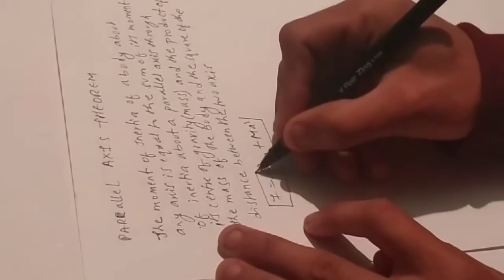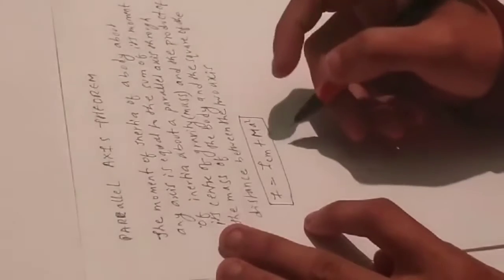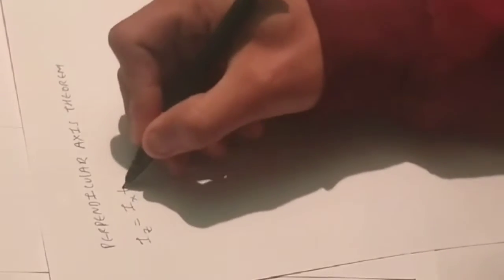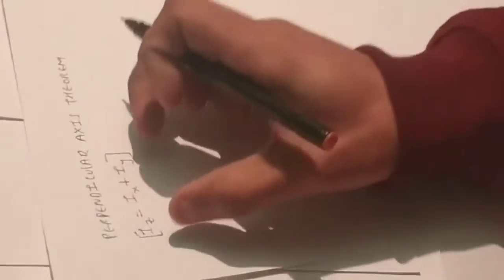So we will discuss it in the later numericals. So let us prove the perpendicular axis theorem. The formula of the perpendicular axis theorem is Iz equals Ix plus Iy. So let us prove this formula.